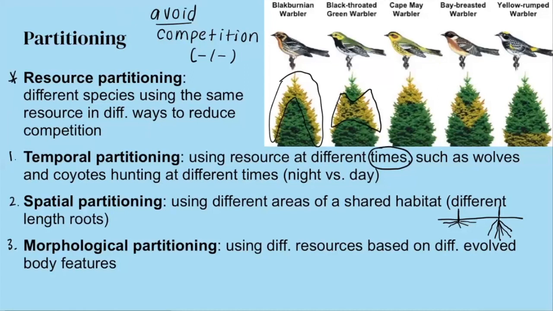Then we also have morphological partitioning, and this is when different resources are used based on different evolved body features. An example of this would be if you've ever seen or been introduced to Darwin's finches. These finches have very different beak shapes, so they're morphologically different. Some finches have really big beaks that they can use to crush things like seeds with a shell or nuts, or they can also eat fruit with a pit. Whereas these other finches have really narrow, thin beaks that they use much better to hunt for insects and other things like that.